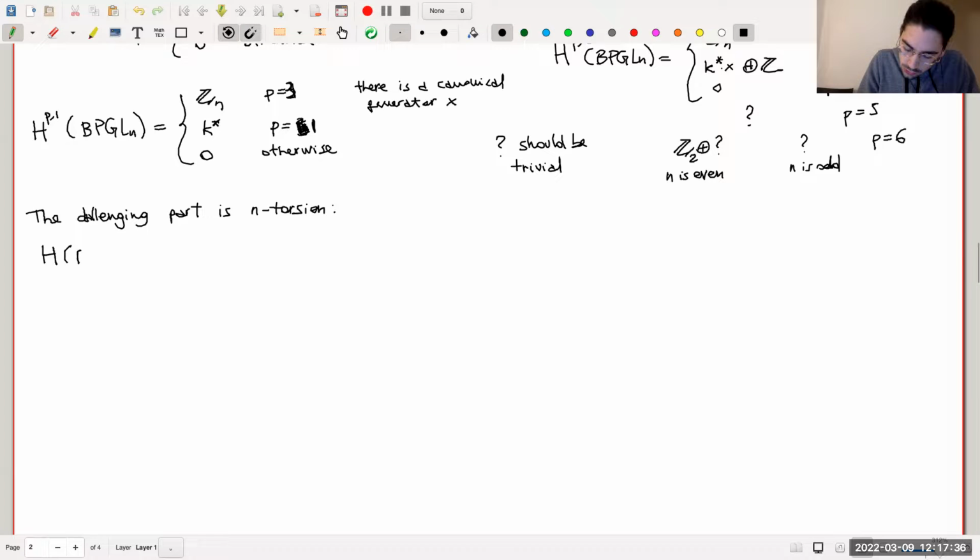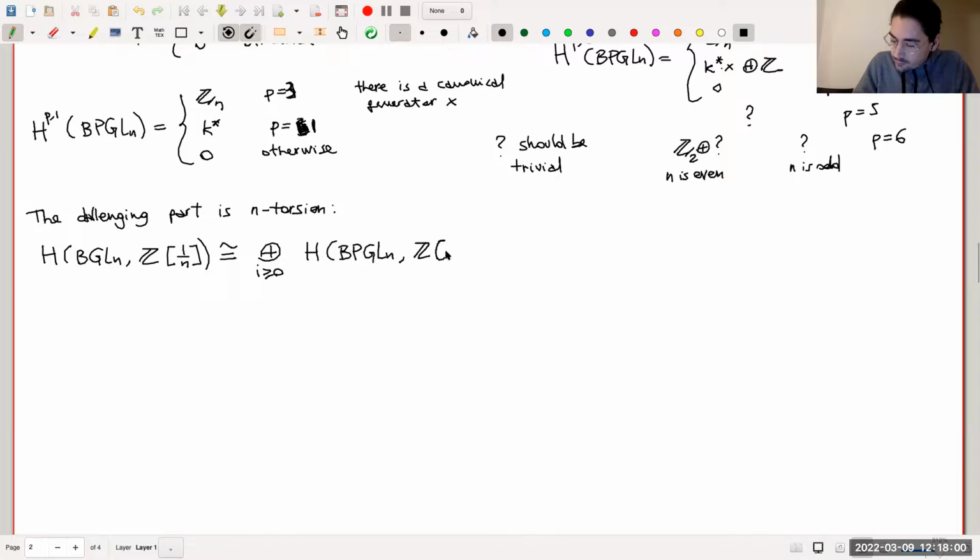So we have the cohomology of BGLN with coefficients in Z after inverting n is the same as the direct sum, for i greater or equal than 0, of the cohomology of BPGLN with the same coefficients, times c1, the first Chern class, to the power i. And we know that the cohomology of BGLN in general, with any coefficients, is the cohomology of the point, a polynomial ring in Chern classes.